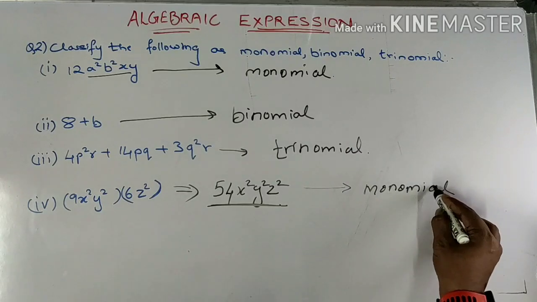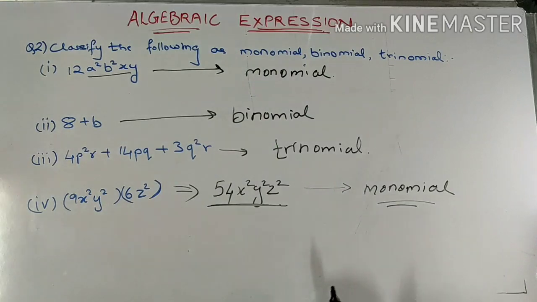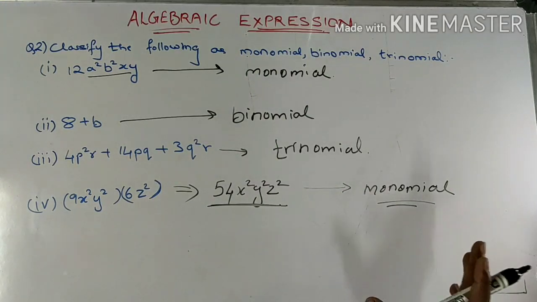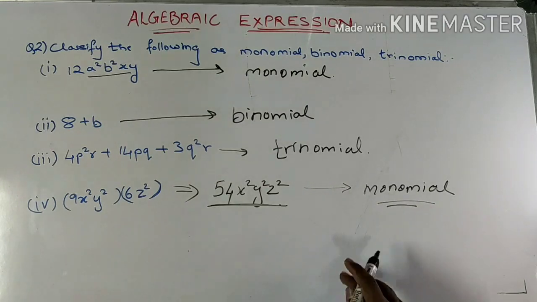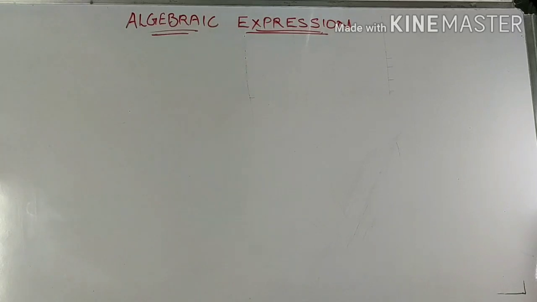Always look, a shortcut is always look for the plus or minus sign between the terms. If there is no plus or minus sign, that means that's one single term, or those are belonging to the same term. With this, we finish our introductory lecture on algebraic expressions. We'll move on to some more operations in the next class.